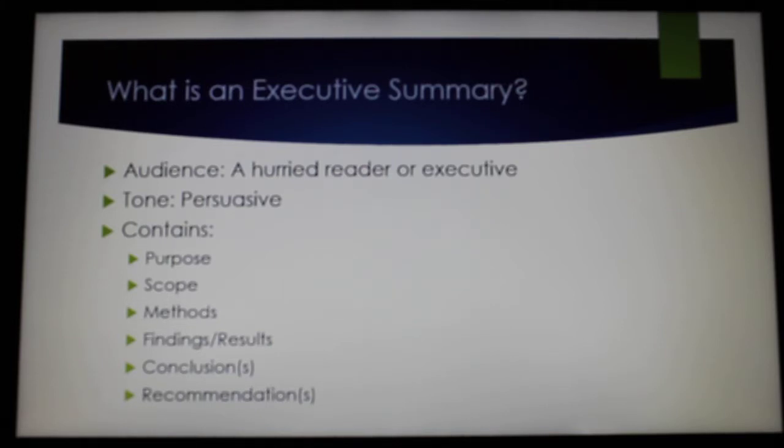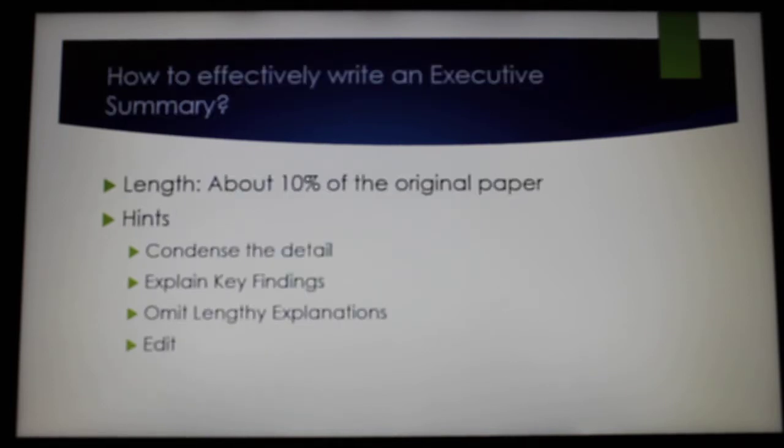An executive summary contains the following sections in a condensed manner: the purpose, scope, methods, findings/results, conclusions, and recommendations. So the summary contains the whole report in a more shortened manner.